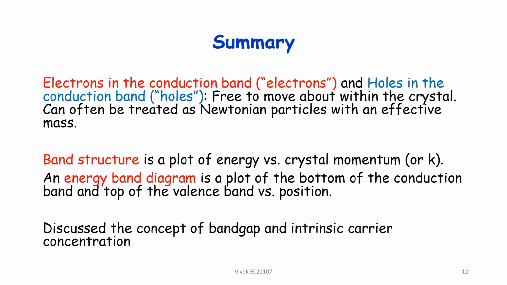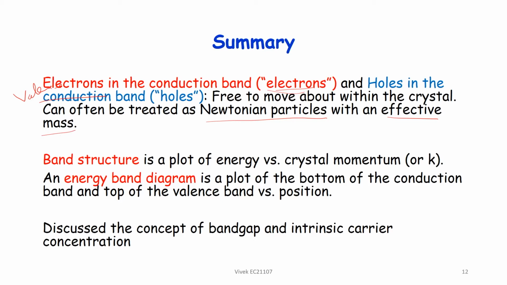So, summary of the first part: electrons in the conduction band are called electrons, and holes in the valence band are called holes. They are free to move about within the crystal, and they can often be treated as Newtonian particles with an effective mass.